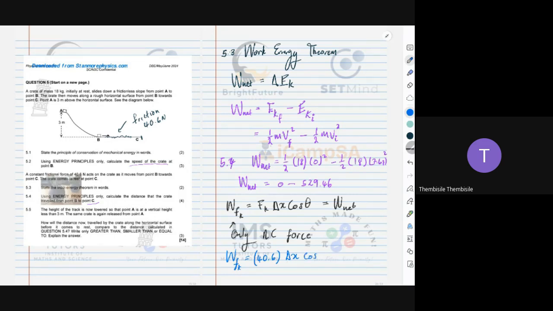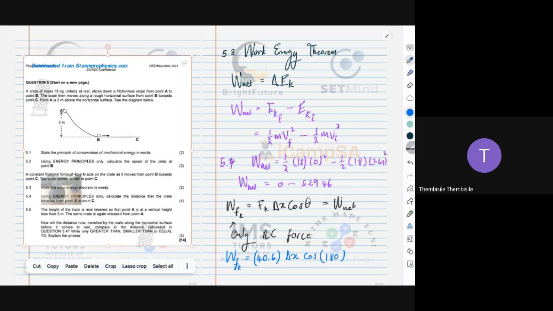Then cos. This is going to be 180 because friction is going this way and the box is going the other way. So it's opposite to each other. Or you can put a negative here. If you put a negative here, put a 0 here. Don't make the mistake of putting a negative in 180, the same place, right? So here, that means, let's move to the next page.